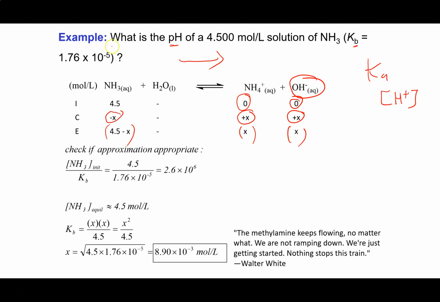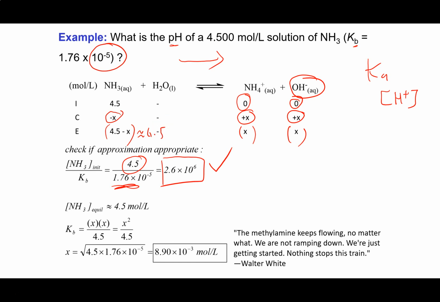So this is a fairly small K, right? So I'm going to see whether it's valid to use our small X approximation. And how I quickly do that is I take my initial concentration of my reactant, which was 4.5, and I divide it by my K. And if that number is bigger than 500, then it's appropriate to use the approximation. And it turns out that it is, so, woohoo, we're going to go ahead and do that. So what I'm going to do is approximate my 4.5 minus x as just straight up 4.5.